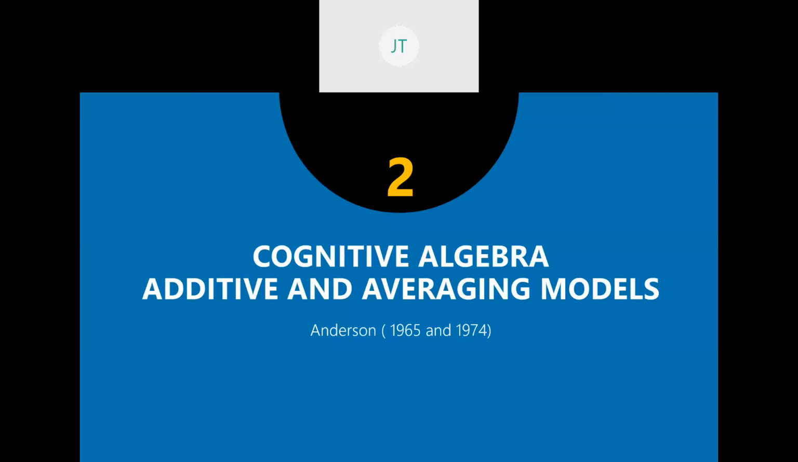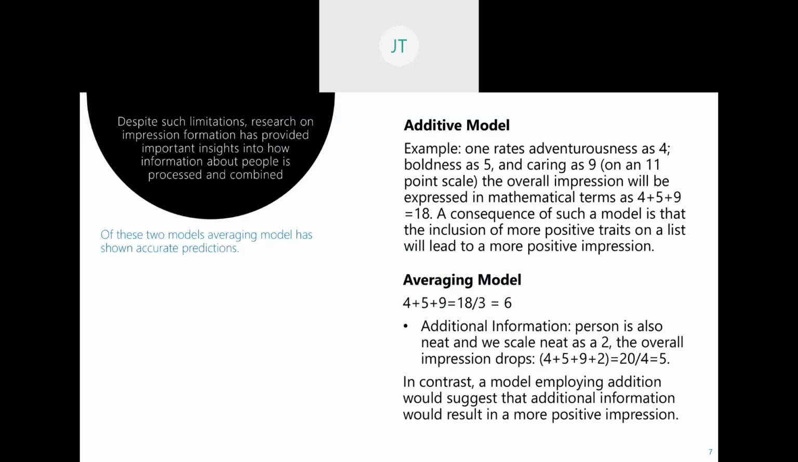Quickly touching on cognitive algebra, additive and averaging. We tried to start with a mathematical application of how psychology works, but it really doesn't work that way. But what are the two models? We have the additive model, which says that everything you think is positive about a person, as you start exploring that person, you just keep adding to his personality score. Keep adding to his positive impression.